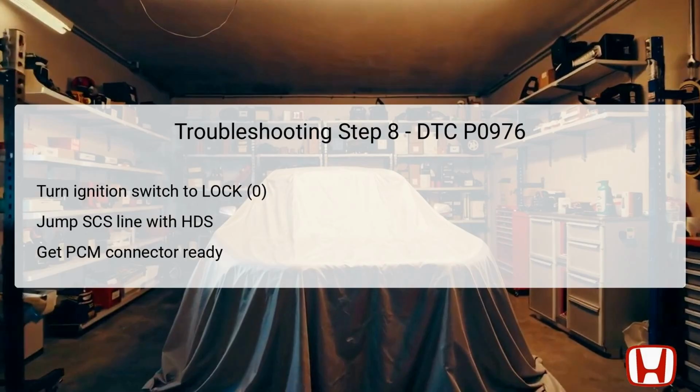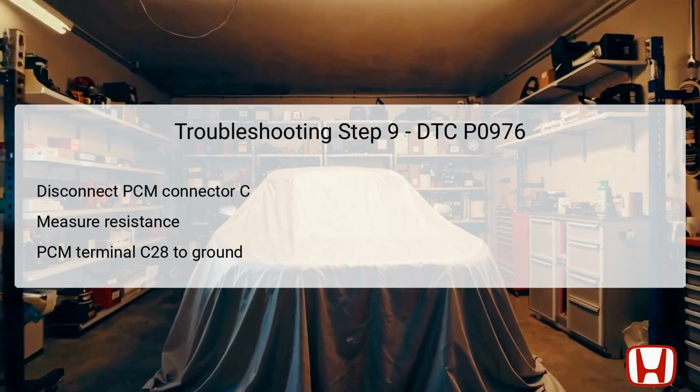After completing this procedure, prepare for further diagnostics by disconnecting the PCM connector C, denoted as 49P, which houses multiple terminals responsible for communication between the PCM and various components of the vehicle. Ensuring you're ready with the right tools and understanding of the connector layout is essential for the subsequent measurements. In this step, you will focus on the PCM connector, specifically connector C, referred to as the 49P connector because of the number of pins it contains. Disconnect this connector to access the internal terminals.